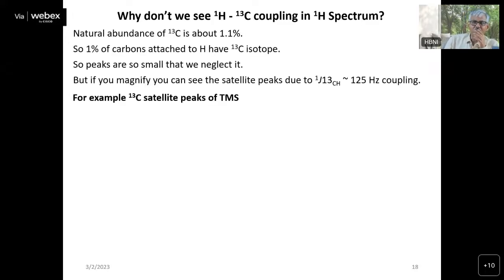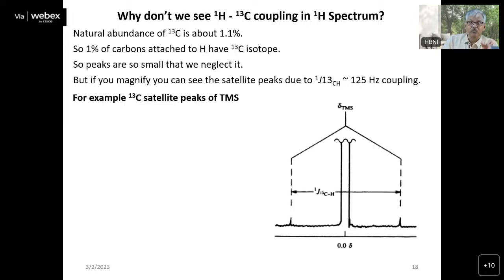Now the question comes, why don't we see the 13C coupling in the proton NMR spectrum? The reason is that the 13C abundance is 1.1%. So only about 1.1% of protons will have carbon 13 coupling. That's why the peaks are very small and we neglect them. But if you blow it up, this is the J13CH. You can see this is the TMS peak, and the fraction of molecules having carbon 13 can now be seen here.